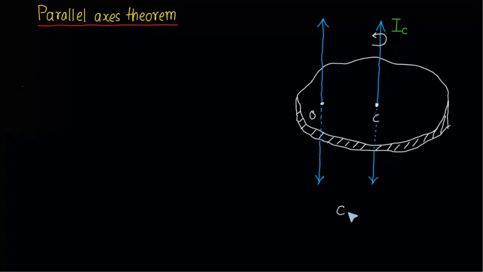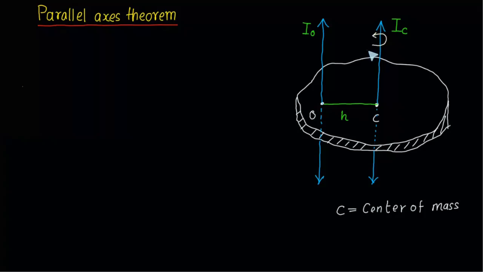So C is the center of mass. Let me write down here. The moment of inertia of this plane lamina about this axis passing through the center of mass C is IC, and the moment of inertia of the same body about this axis passing through the point O is IO. Now both these axes are parallel to each other, and let's say the distance between these two axes, this distance, friends, let me call it h.